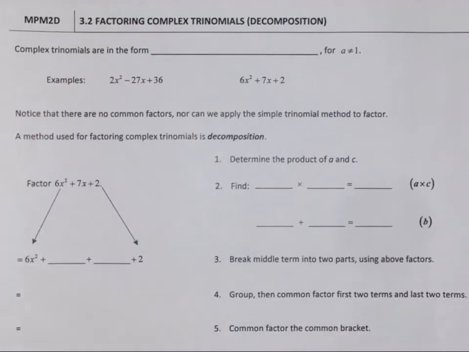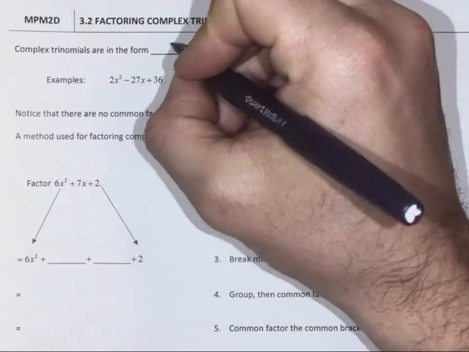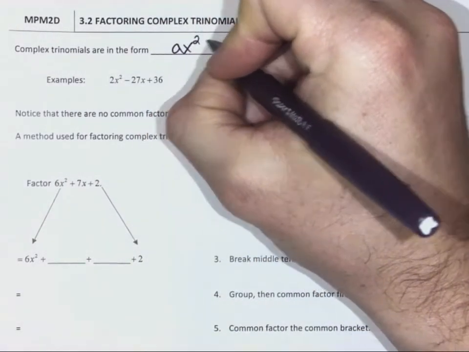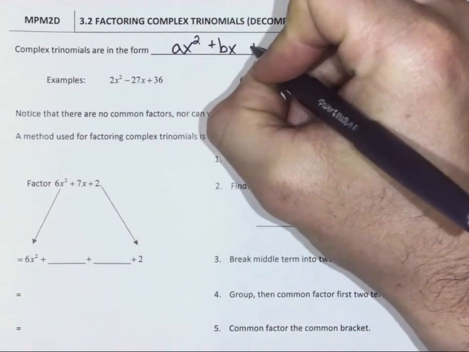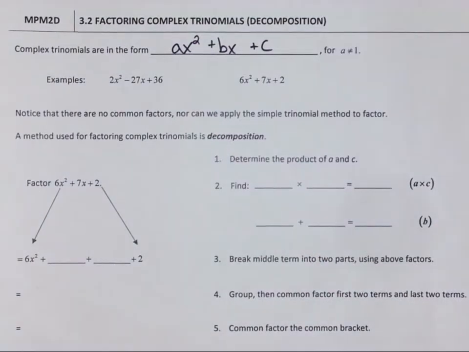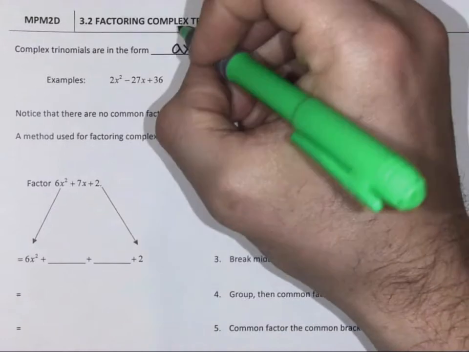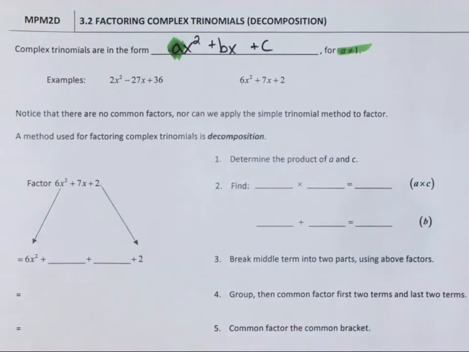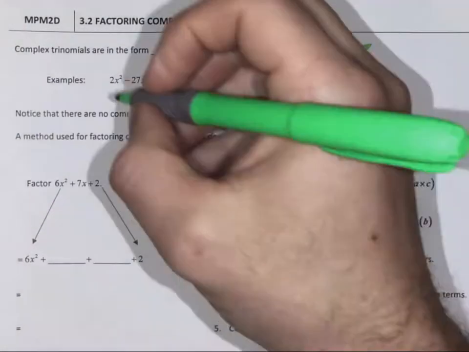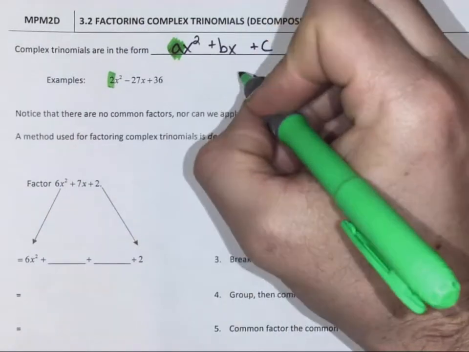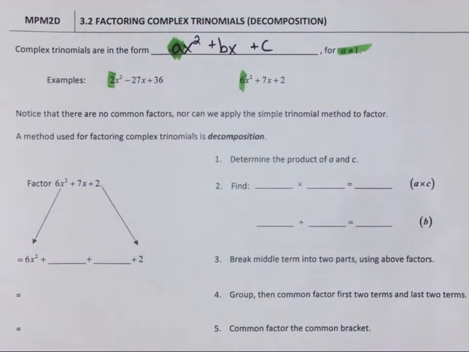Complex trinomials are still any old trinomial in the form ax squared plus bx plus c, but complex means that the value of a is not 1. Positive or negative, it is a different number. So we have 2, we have 6, we have positive numbers, we can have negative numbers.